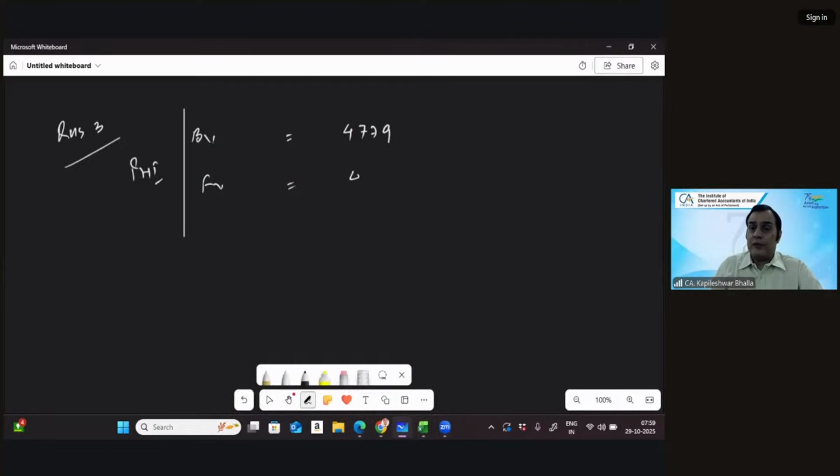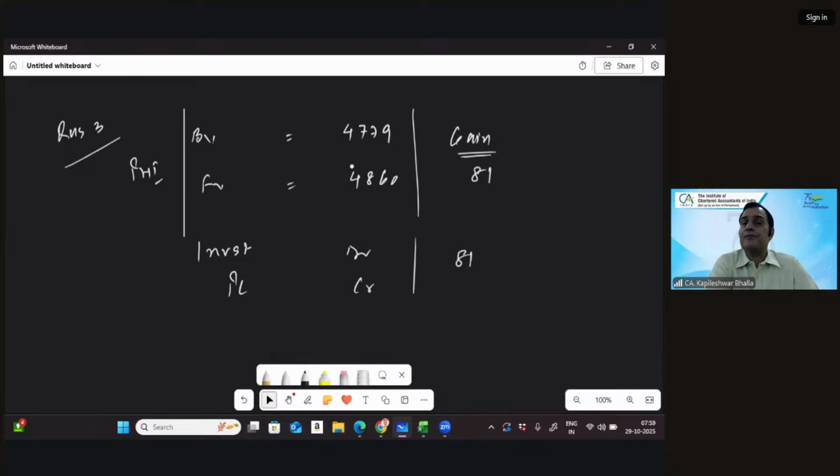That works out at 4860. So there is a gain which is arising on account of the PHI revaluation, 4779 versus 4860, that comes to 81 crores gain. So what is the entry which I am supposed to pass at this stage? Investment gets a debit, profit and loss gets a credit, and this entry can be done at 81 crores. So I would say this is one focus point. Go step by step and you will not go incorrect.